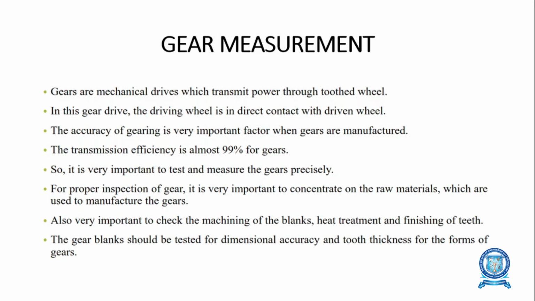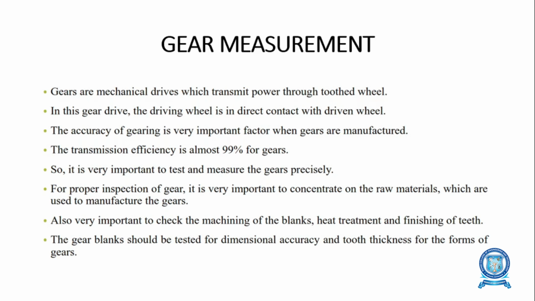The accuracy of gearing is a very important factor when gears are manufactured. The transmission efficiency is almost 99% for gears, so it is very important to test and measure gears precisely. It is very important to concentrate on the raw materials used to manufacture the gears. It is also very important to check the machining of the blanks, heat treatment, and finishing of the teeth.